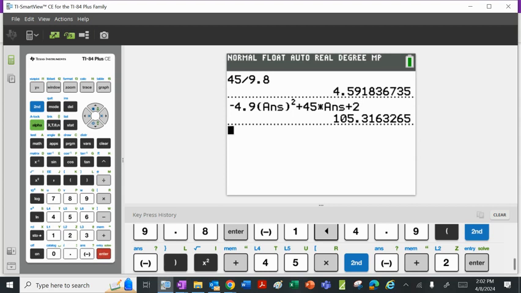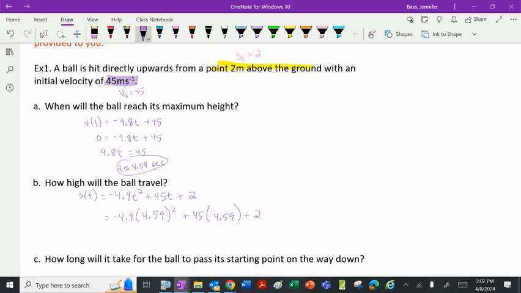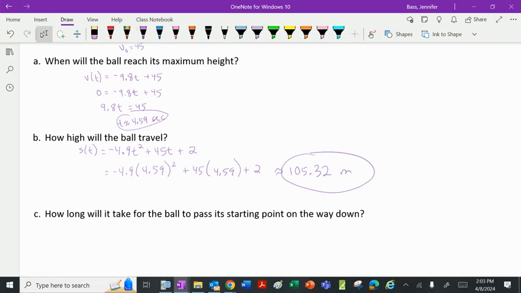So 105.32 meters is the highest that it goes. So that is approximately 105.32 meters. Okay. Now, how long will it take for it to pass its starting point?